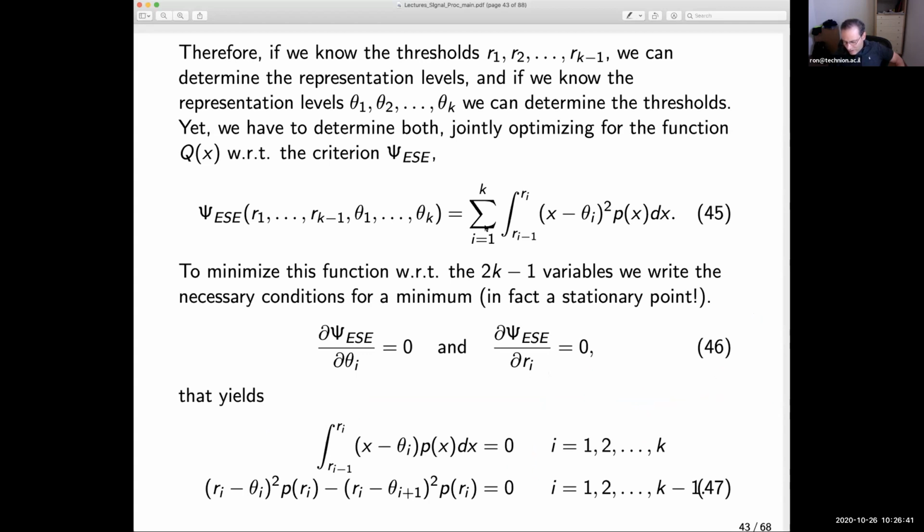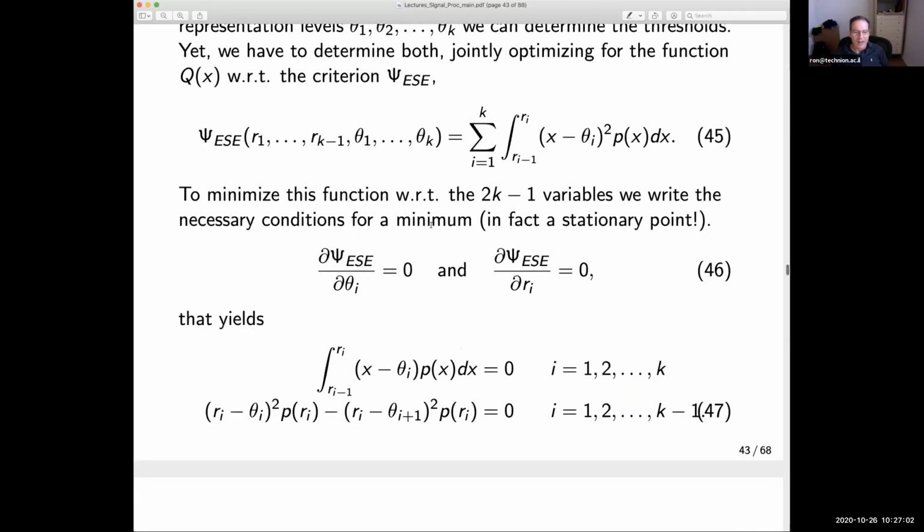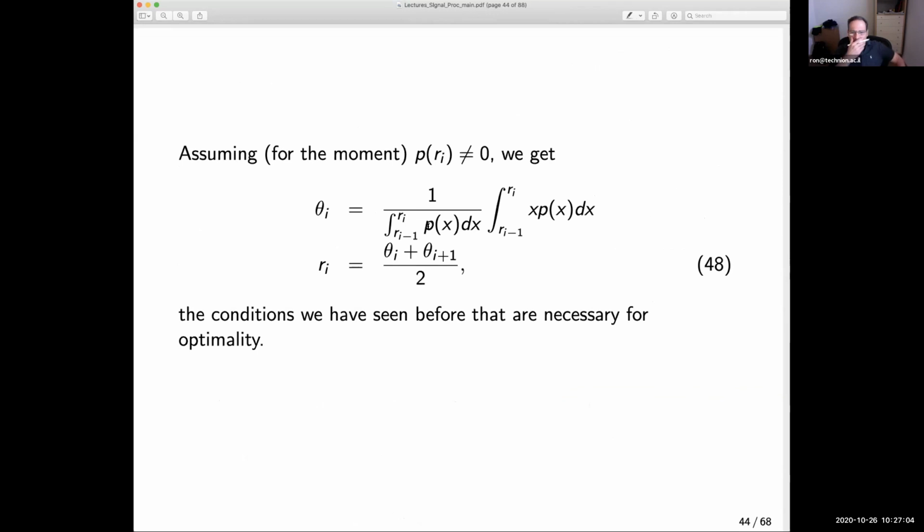So again, what we get is k equations that I have to solve here, and k equations that I have to solve here. One of the equations is trivial, so I have again 2k minus 1 equations to solve for. And as I promised you, this is a non-trivial problem. So again, if we know the Ri's, what we get is the average of the thetas. And if we have the thetas, what we get is the midpoints between the thetas. Okay.